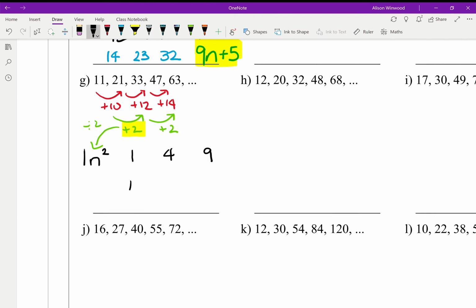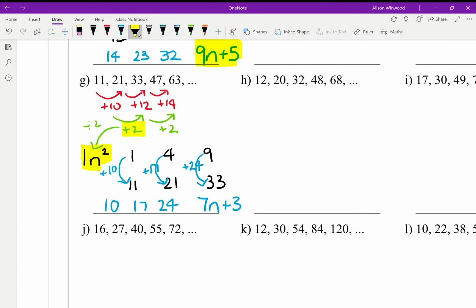Now my sequence was 11, 21, 33. How do I get from the square numbers to my sequence? Well, I'm adding 10, then 17, then 24. Of those blue numbers, they're going up by 7, so that's 7n, and they start at 10, so it's 7n plus 3. Then my whole nth term is 1n squared plus 7n plus 3.